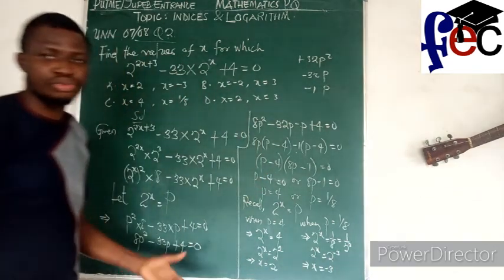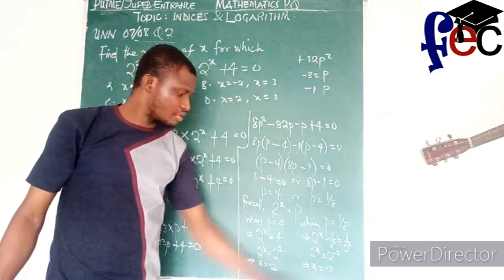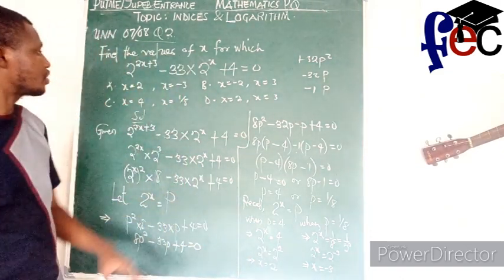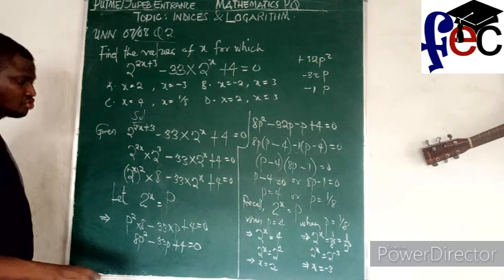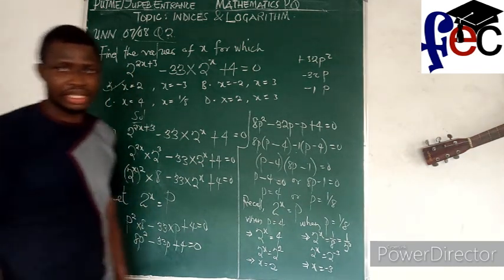So I have the 2 results. x is equal to 2 or x is equal to what? Minus 3. So which of the options now? 2 and minus 3. That is option A. I hope that is clear.